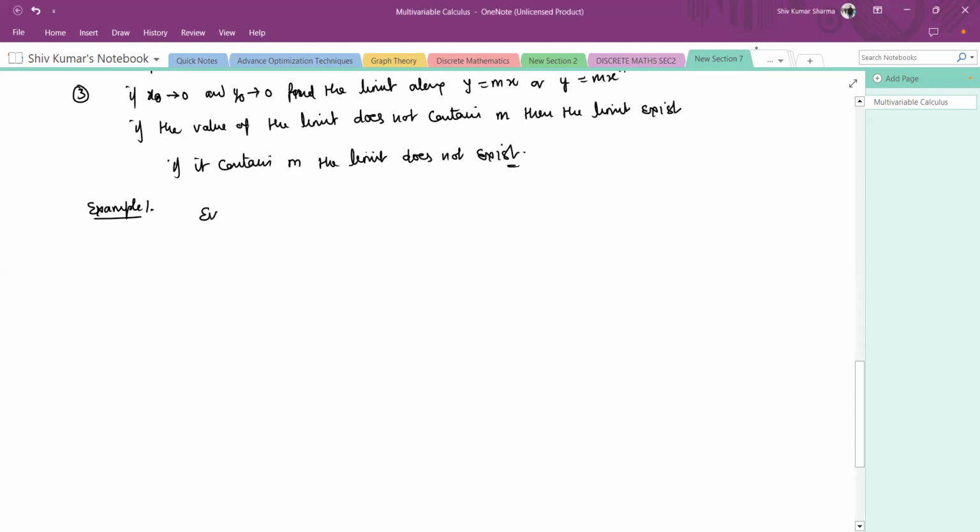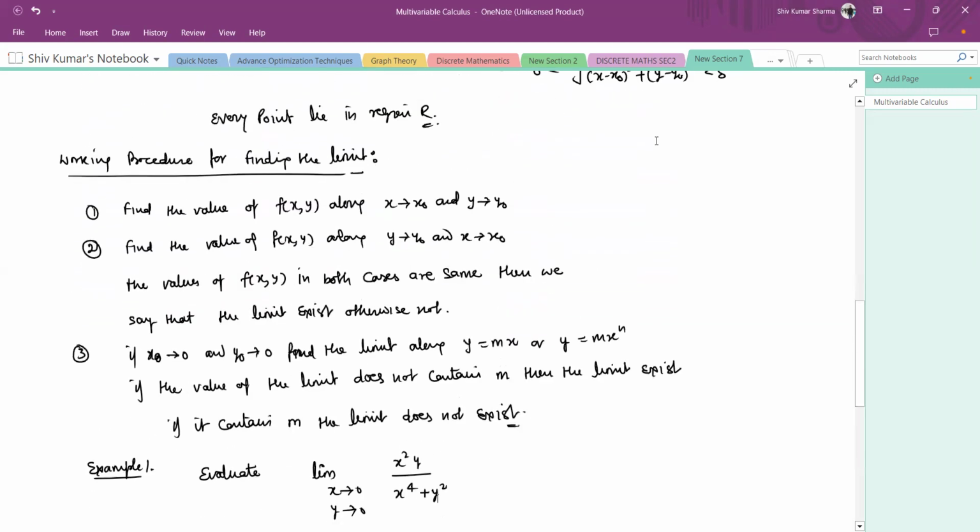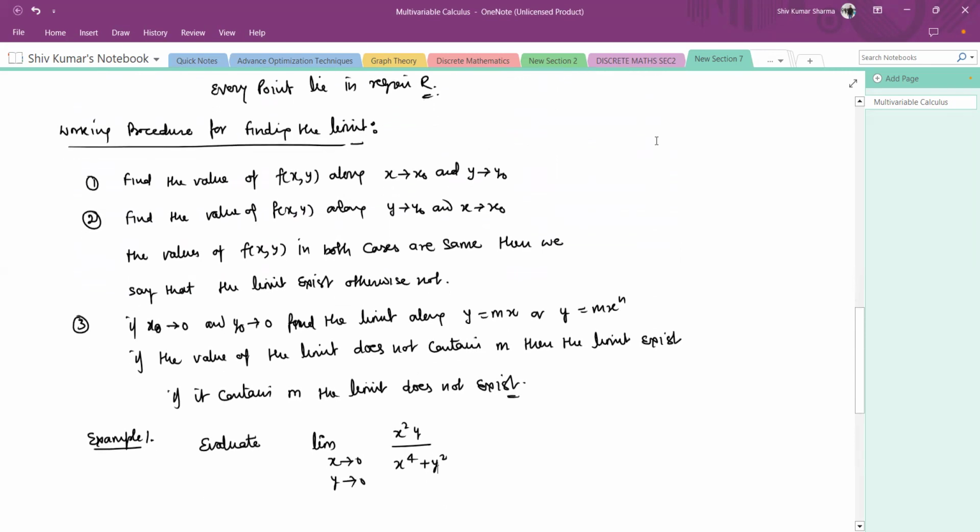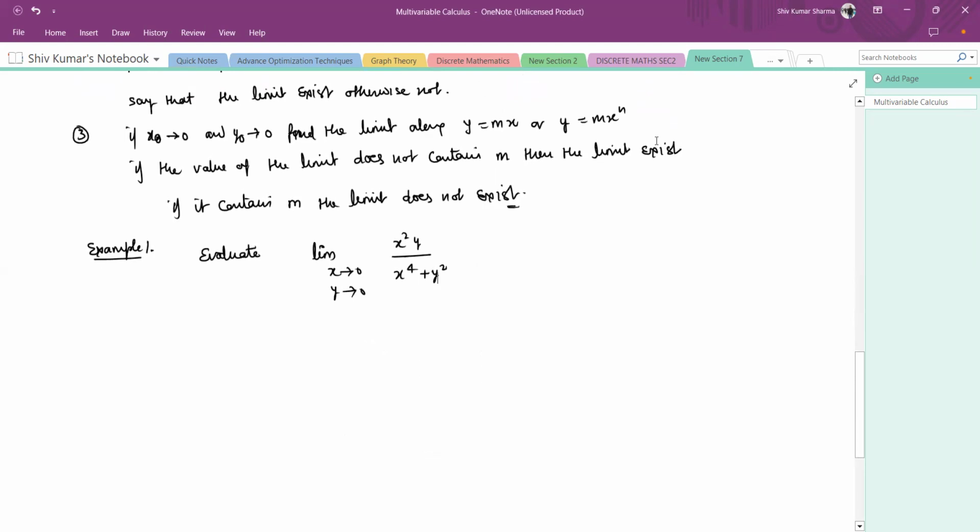We write down: evaluate the limit as x tends to 0 and y tends to 0 of x square y upon x raised to the power 4 plus y square. We know that these are the rules, the working procedure for finding the limit. We follow steps 1, 2, and 3. Here we shall start with step 1, in which first we apply the limit of x.